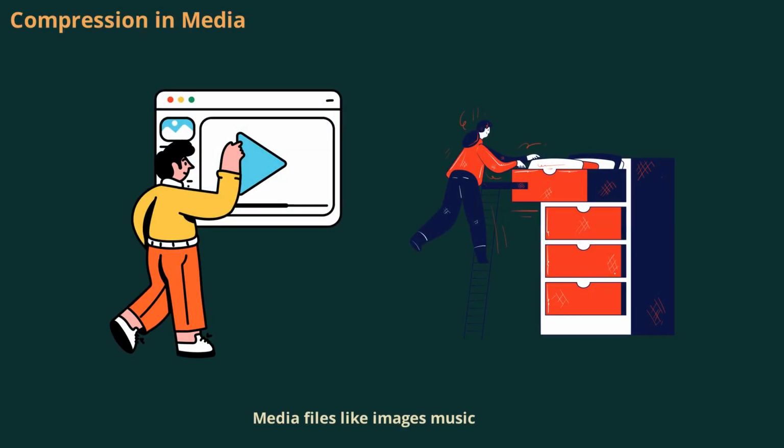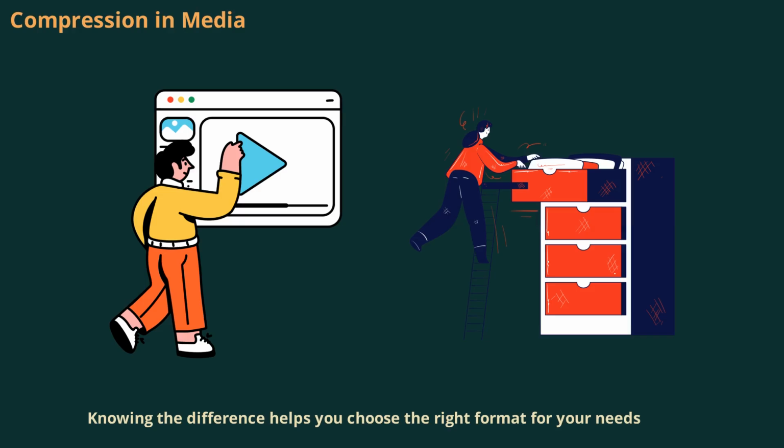Media files like images, music, and videos are often compressed to save space and speed up downloads. JPEG and MP3 are common formats that use lossy compression, while PNG and FLAC use lossless compression. Knowing the difference helps you choose the right format for your needs.